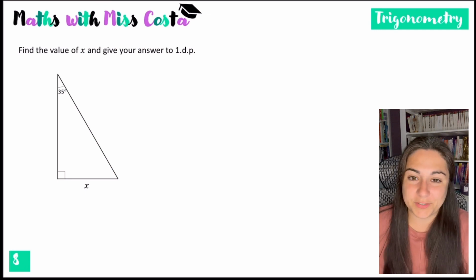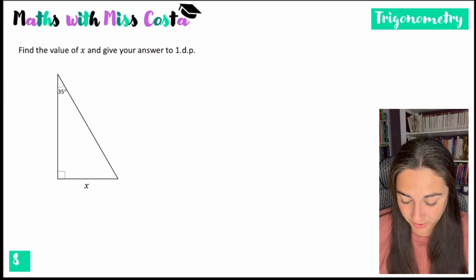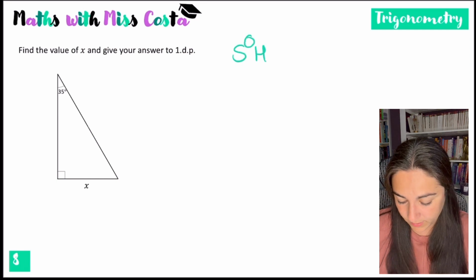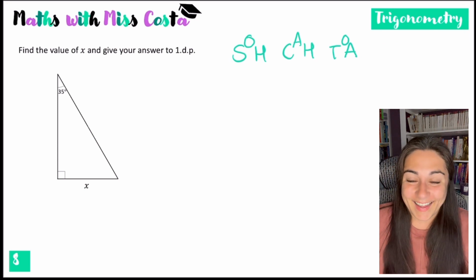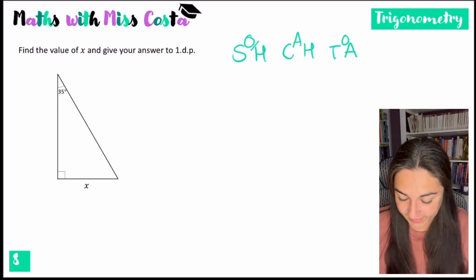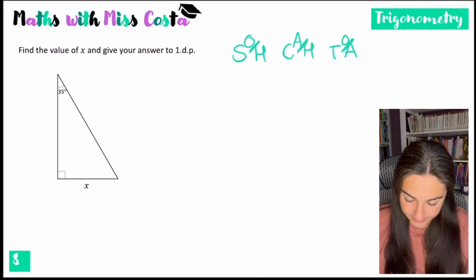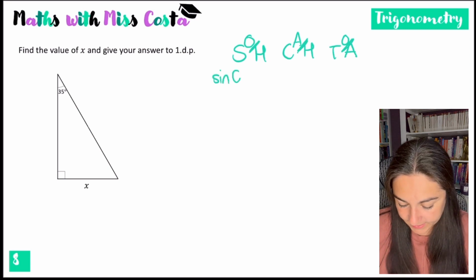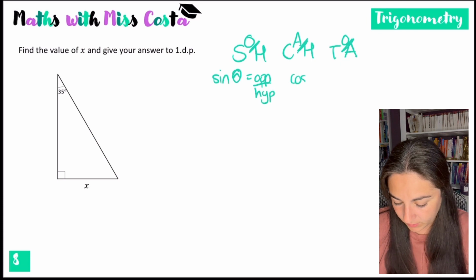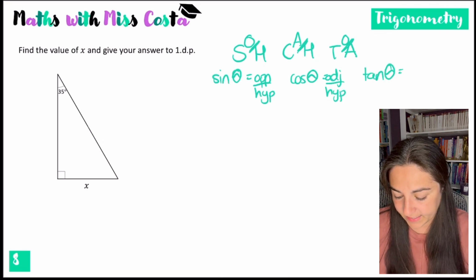Okay, next we've got trigonometry. The key thing to remember with trigonometry is SOHCAHTOA. Hopefully you know what all of that represents. So write it out, SOHCAHTOA, to help you remember. All that means is that sine theta is opposite over hypotenuse, cos theta is adjacent over hypotenuse, and tan theta is opposite over adjacent.